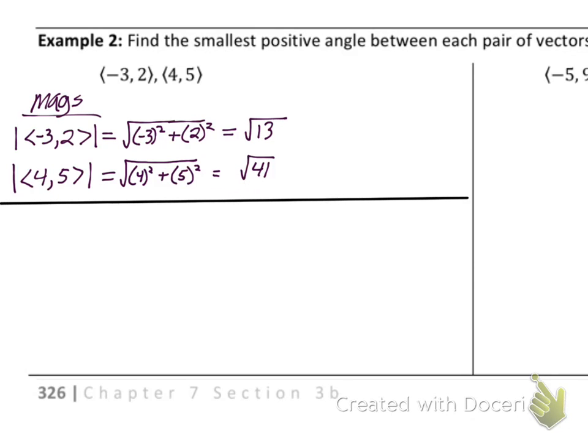Now we're going to put this in the dot product. We need the dot product to find that angle. So dot product says that the cosine of that angle in between is going to equal the dot product of the two vectors, so that's going to be -3, 2 times 4, 5, all over my magnitudes, square root of 13 times each other.